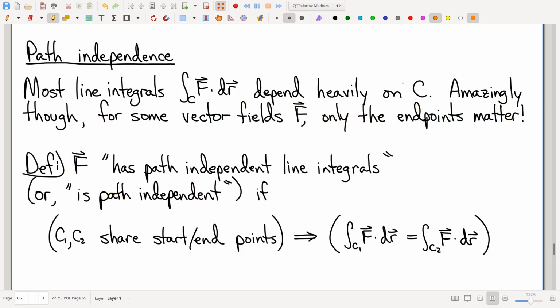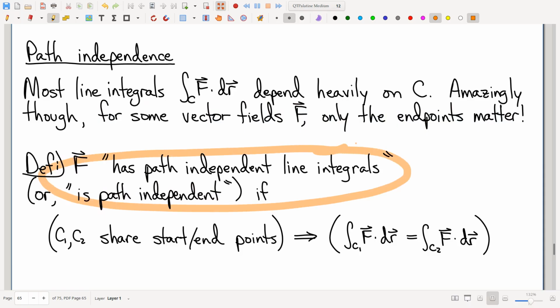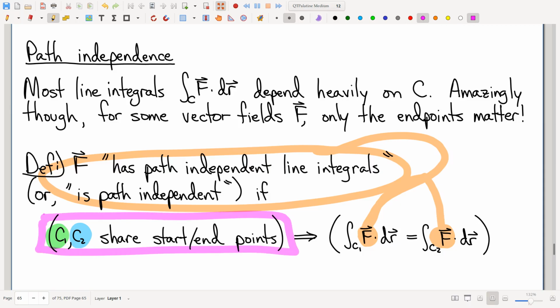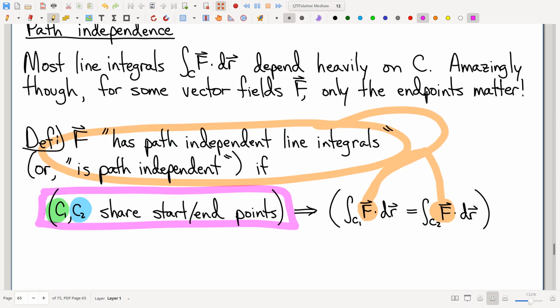All right. And it means exactly what it says. It means that if you have one of these special vector fields, and if you're interested in these two different line integrals, now it's got to be two different curves that share the same starting point and the same ending point. So that is important. They do have to start and end at the same place. But that said, a path-independent vector field will have the green line integral equal to the blue line integral for any two curves that start and end at the same points.